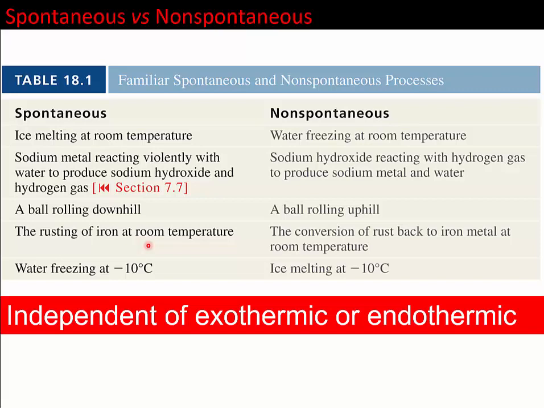Rusting of iron at room temperature, spontaneous. The conversion of rust back into iron metal at room temperature, non-spontaneous. Water freezing at minus 10 degrees C is spontaneous. And the non-spontaneous process is ice melting at minus 10 degrees C. And notice that these are independent of whether it's exothermic or endothermic. The delta H, the change in enthalpy, could be positive or it could be negative. We've got spontaneous reactions that do both.